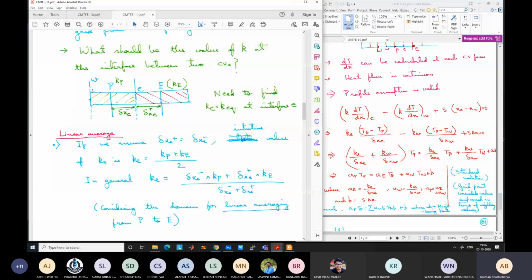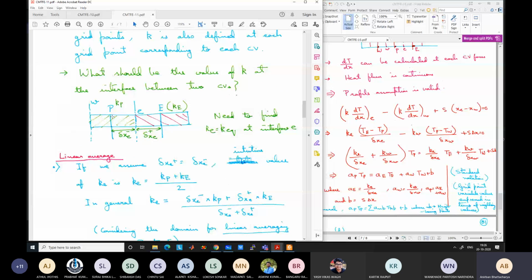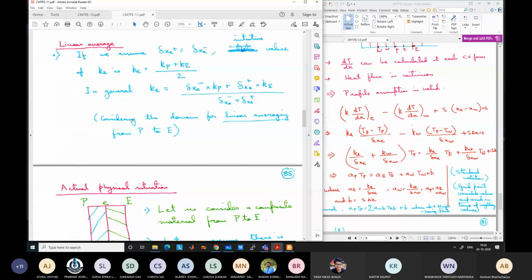Let us see what should be the actual average thermal conductivity, assuming that this is a composite material. So from P to E is a single composite material. Based on the heat flux, we will calculate an average. This P to E is a composite material going from grid point P to grid point E, and there is a heat flux Q double dash from the left side to the right side of the domain.